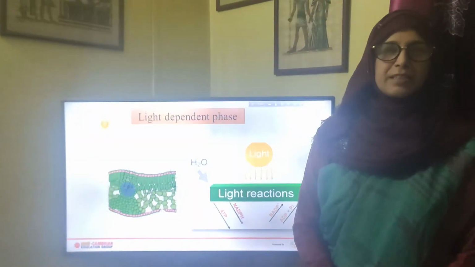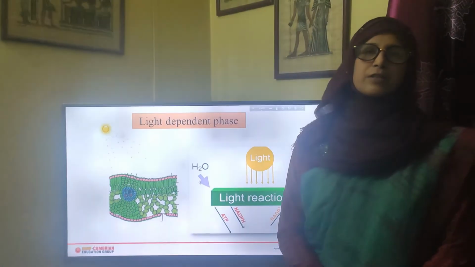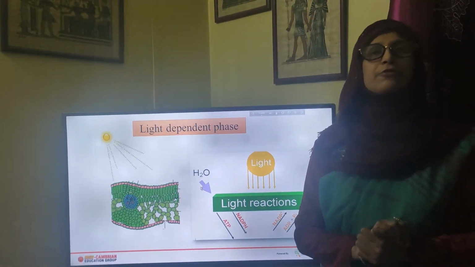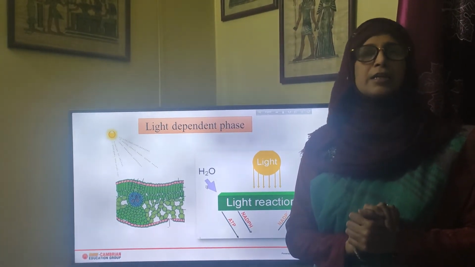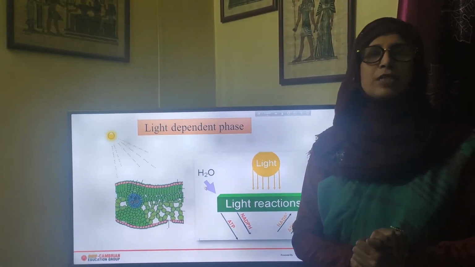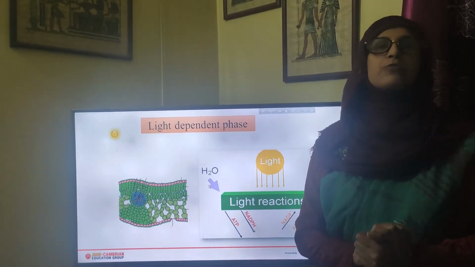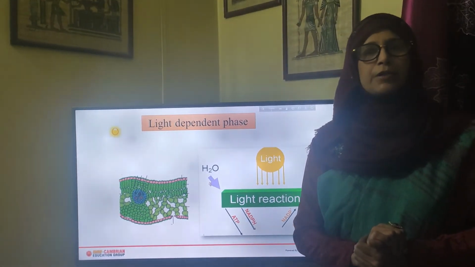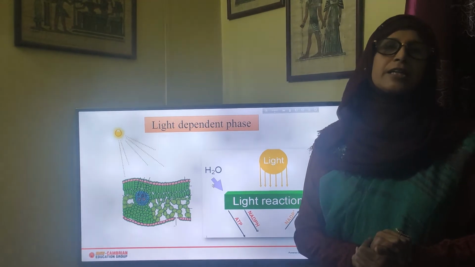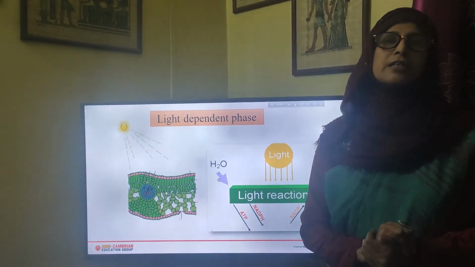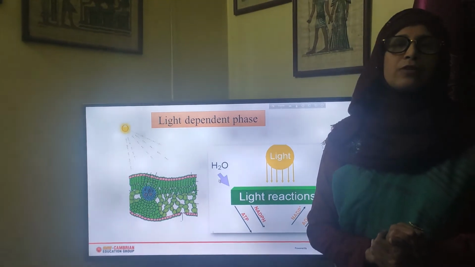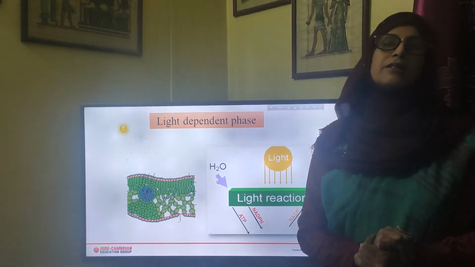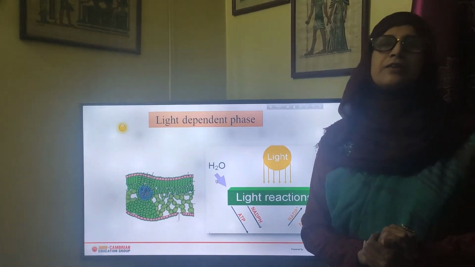Light dependent phase. In this phase, light is required. Through this process, solar energy is converted into chemical energy, and ATP, adenosine triphosphate, and NADPH plus H2, that is nicotinamide adenine dinucleotide phosphate, which is reduced, are produced. This energy is converted into ATP. In the production of ATP and NADPH plus H2, chlorophyll has a great role, because the chlorophyll molecule first absorbs the photons from the sunlight and produces this ATP and NADH2.